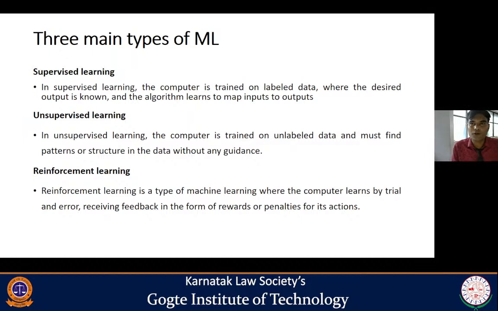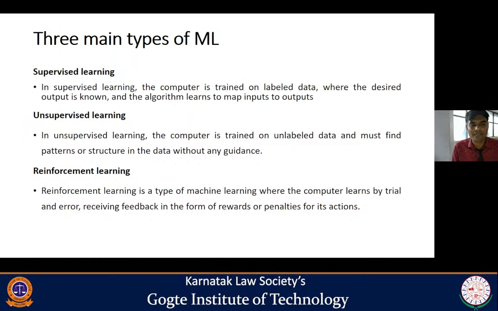Then comes unsupervised learning. In unsupervised learning, the computer is trained on unlabeled data and must find patterns or structure in the data without any guidance. Here we have the data, but the label or desired output is not known. We do not have any guidance. That is what we call unsupervised learning or an unsupervised data set.